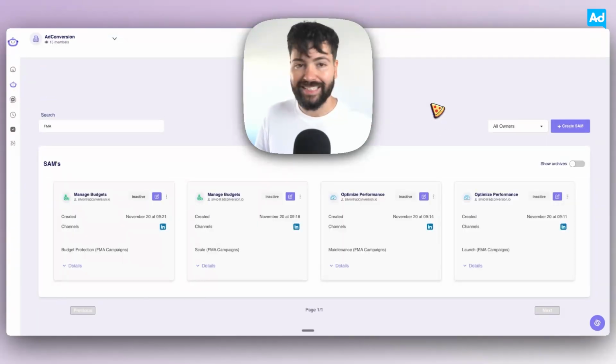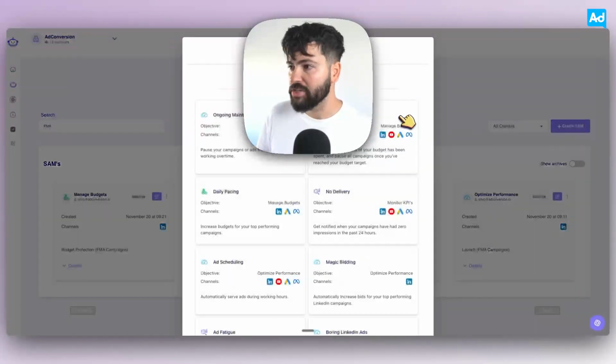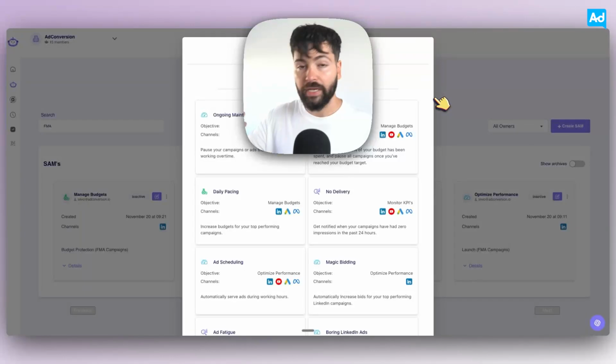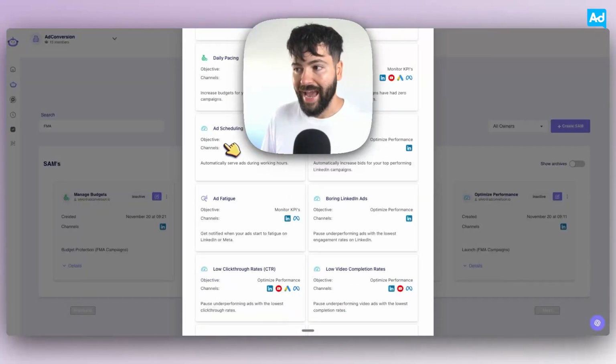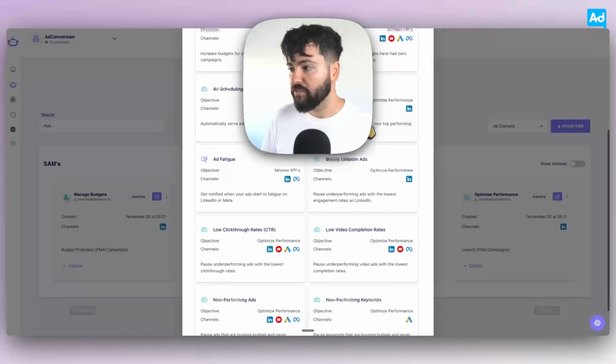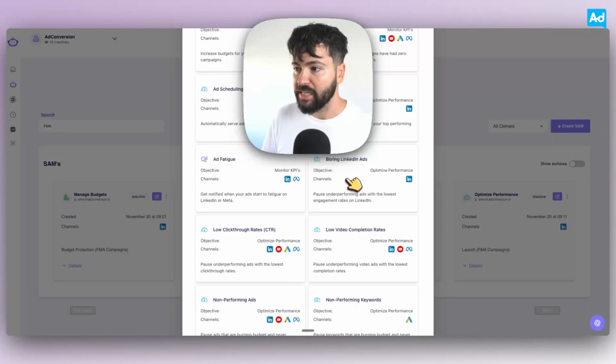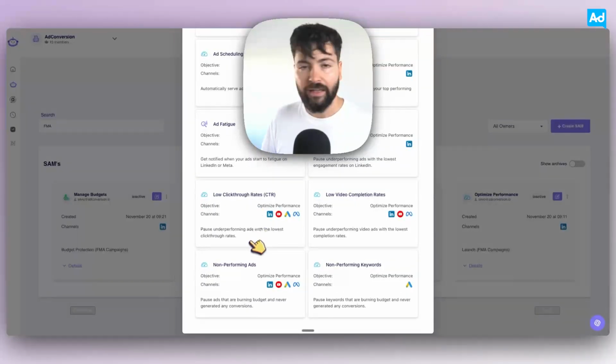So to do this as simply as possible, we have created a bunch of what we call SAM templates. These are basically templates that are our best or most popular automations that you can just plug and play as quickly as possible. We've got all kinds of things that you can automate in Sammy. You can think of this as a library of inspiration. So for instance, that budget protection SAM, we have a template for that. The maintenance phase and ongoing maintenance, we have a template for that. If you want to ad schedule your ads on LinkedIn, certain days of the week, we've got a template for that. Bidding for LinkedIn, pausing ads based on engagement rates, getting notified of ad fatigue, and so much more.